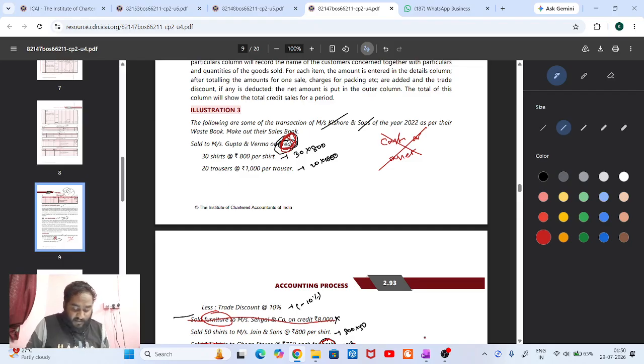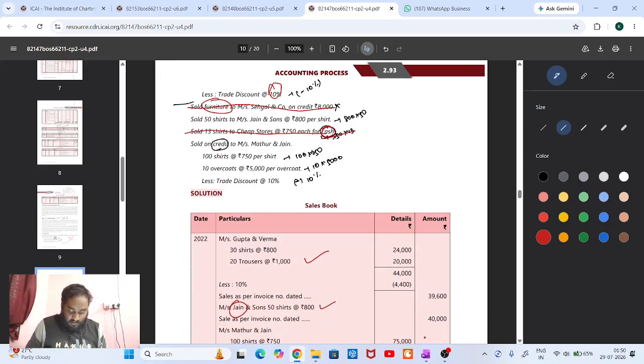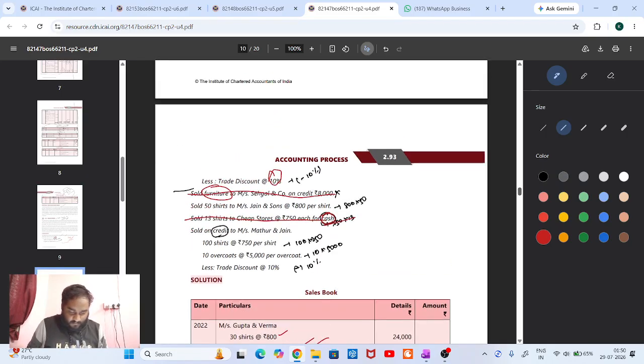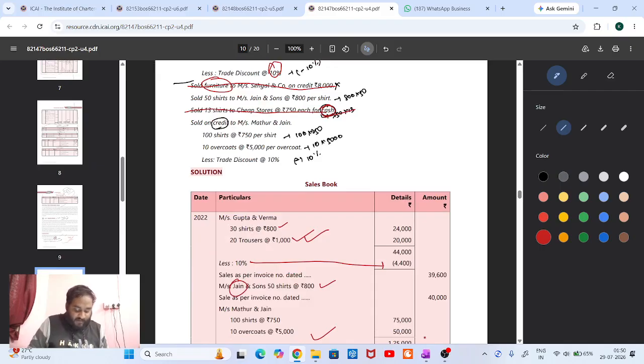Basically, write Gupta and so on. So 30 into 800, 20 into 1000 minus 10%. If you want, you can add this number. Sales as per the invoice number.